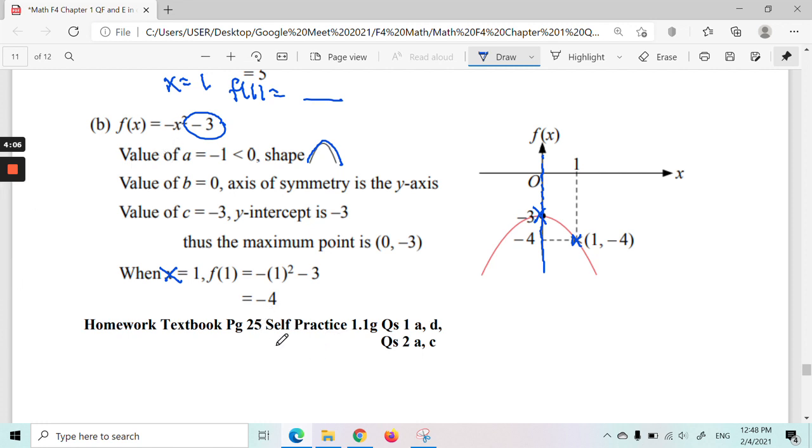Your homework for today will be textbook page 25, self practices 1.1G, question 1 A to D, question 2 A to C.